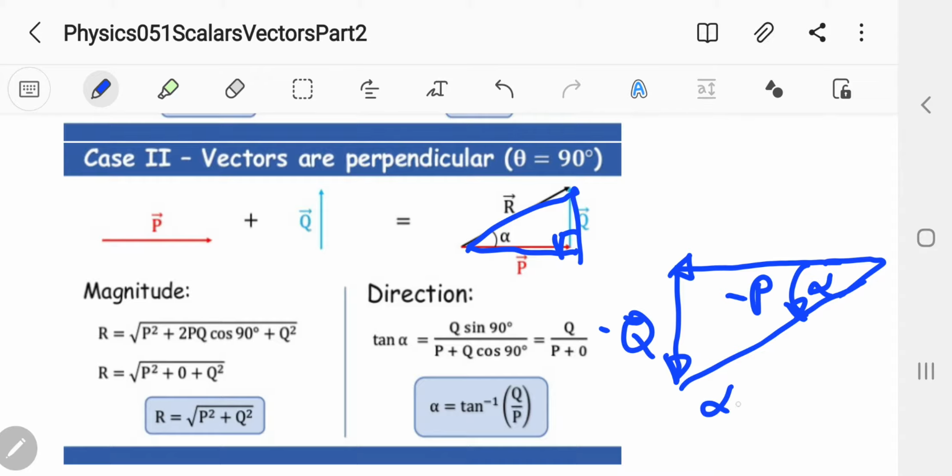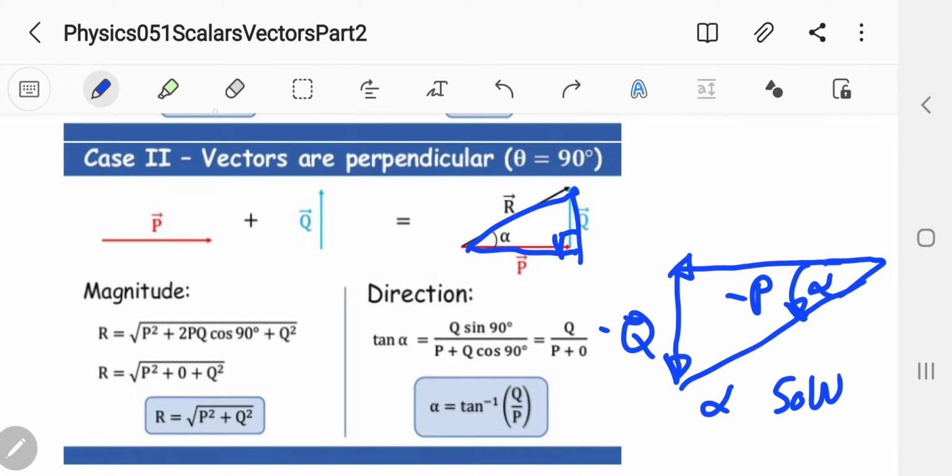Alpha. So alpha is alpha degrees below negative x-axis, or you can say alpha degrees south of west. That is the direction.